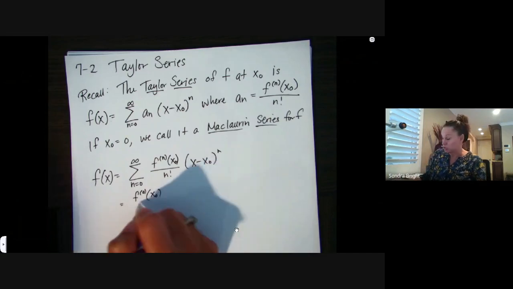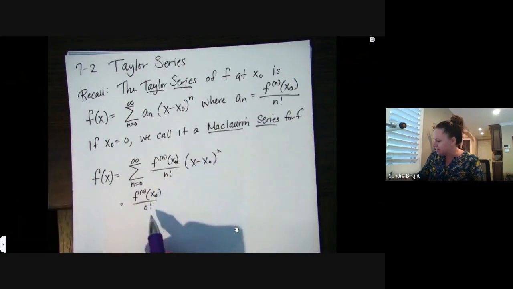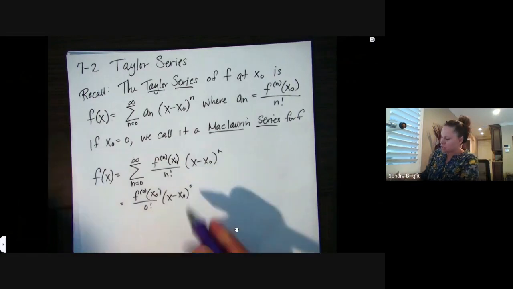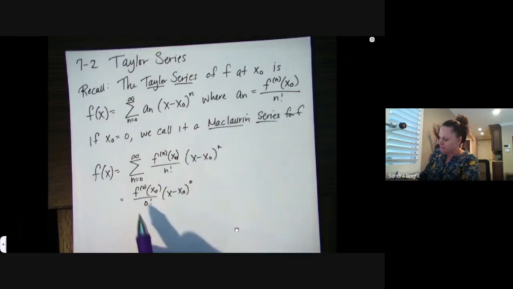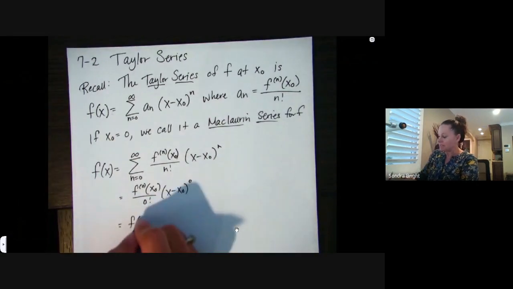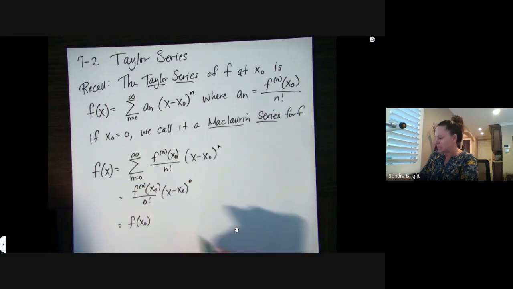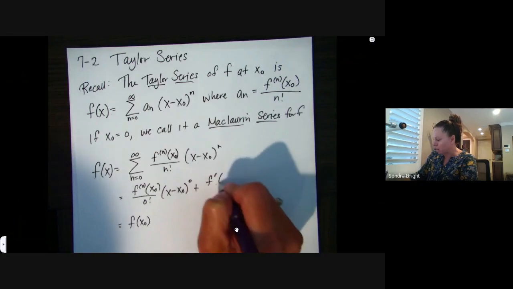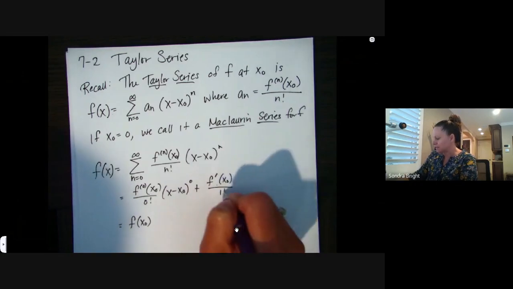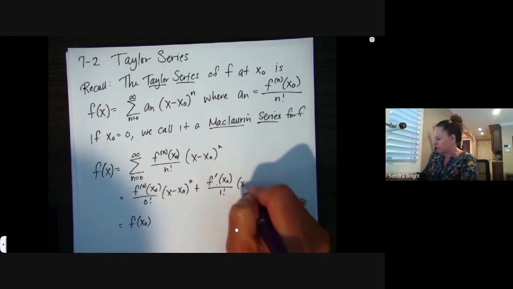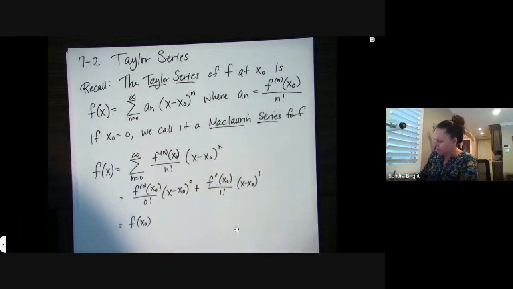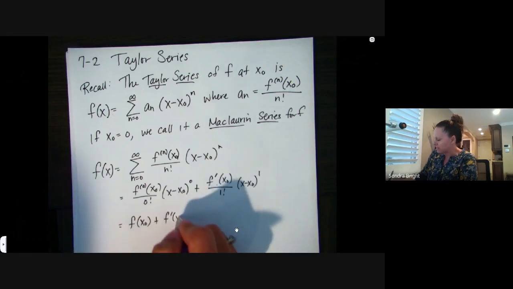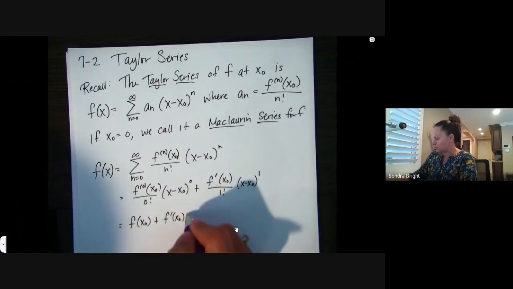Remember, 0 factorial is just 1. And then times x minus x naught to the 0 power. So what you start off with is your very first term will just be f at x naught. And then the sigma notation means plus. And then you'll take the first derivative at x naught over 1 factorial times x minus x naught to the power of 1. Well, that just ends up being a first derivative, 1 factorial is just 1, and then times x minus x naught. And then the sigma says put a plus sign.